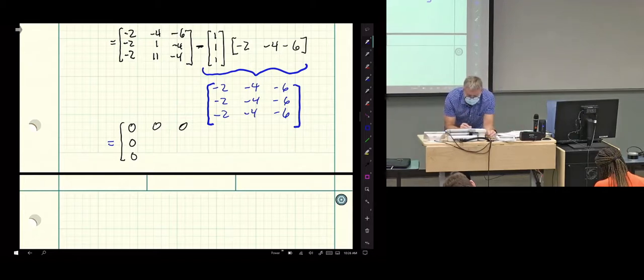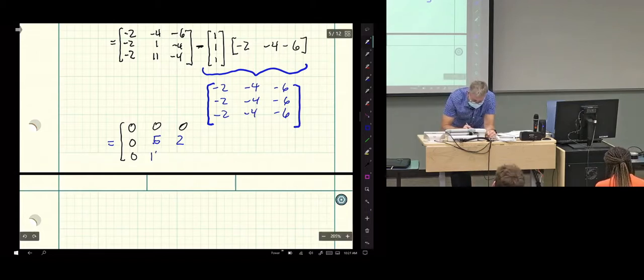So we've got to do one minus a minus four, so that should be five. We've got to do minus four minus a minus six. So that means minus four plus six, so that's two. We have 11 minus a minus four, that gives us 15. And minus four minus a minus six again, that gives us two. So there's our matrix.